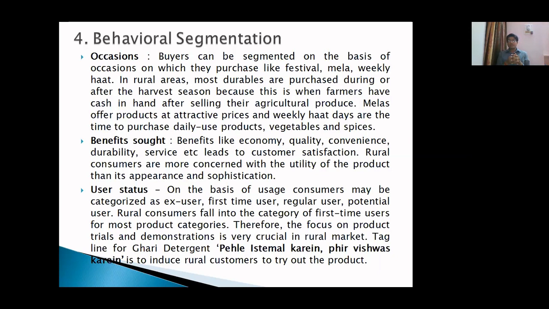User status. On the basis of users, consumers may be categorized as ex-user or first-time user or regular user or potential user. Rural consumers fall into the category of first-time users for most of the products.